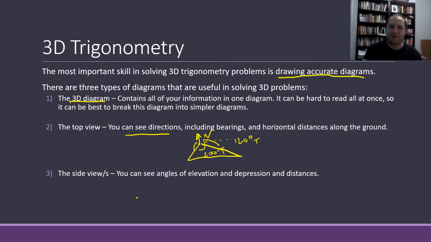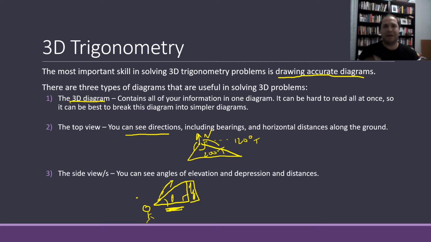Now with our side views, you can see angles of elevation and depression. So we've got our person here looking at some object. In this view, you can see the horizontal distance between the person and the base of, let's say, a building. You can see the distance between the person and the top of the building. You can also see angles of elevation or depression there. So these are your 3 views.